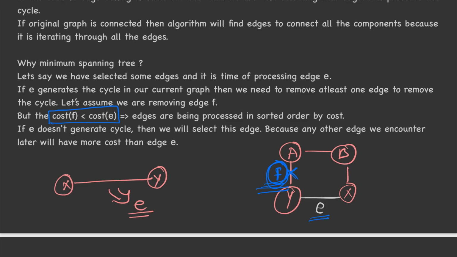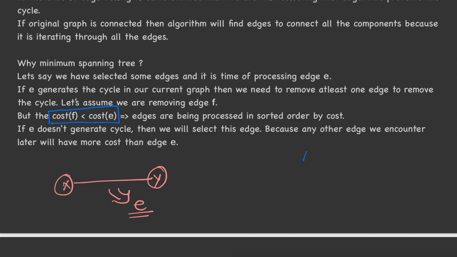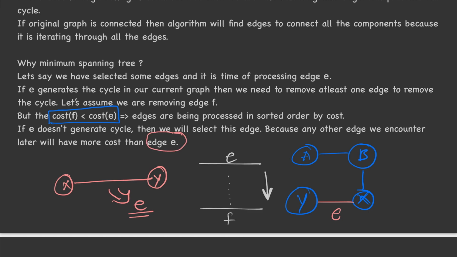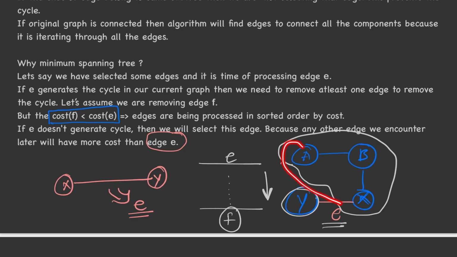Now what will happen if edge E doesn't generate a cycle? So let's say you have something like this. Here you have A, then you have B, and then you have Y. Now taking this particular edge E here is not going to generate a cycle. If a cycle is not getting generated, we will always take this particular edge E. Why? There is always a possibility of encountering an edge F that can actually connect Y to this particular subtree. See, why are we taking this edge E? To connect Y to this particular subtree. That's why we are taking this particular edge E.